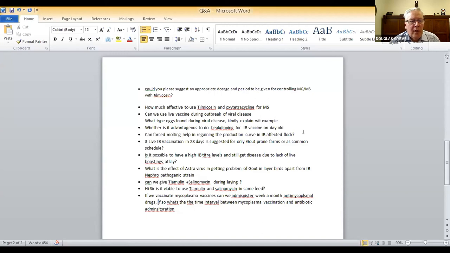Next question: can forced molting help in regaining the production curve in an IB infected flock? Yeah, that's a great question.